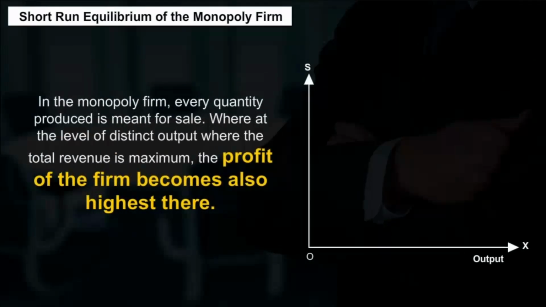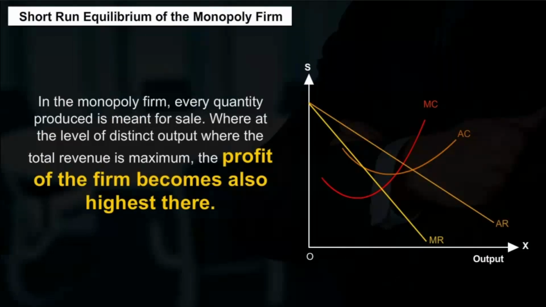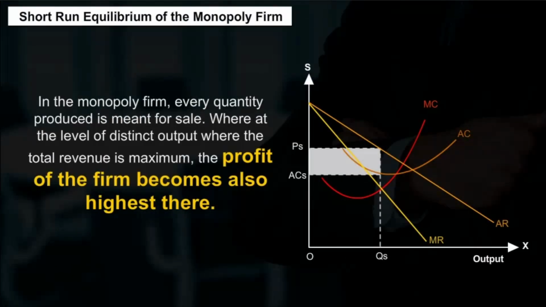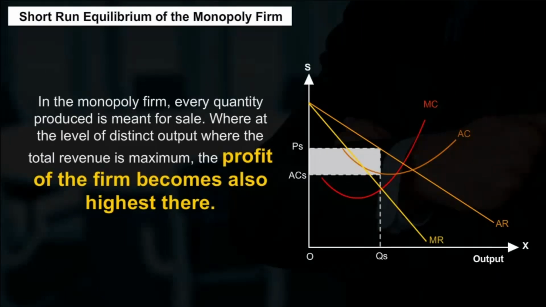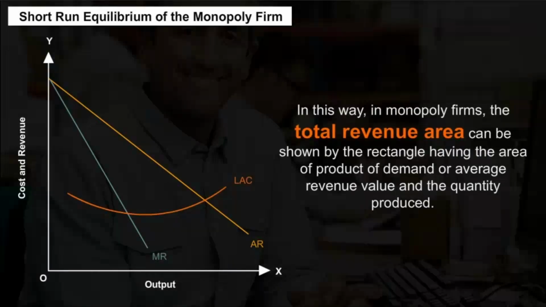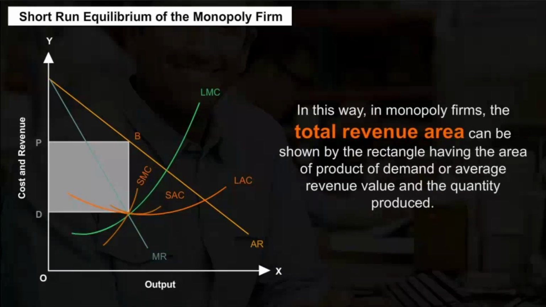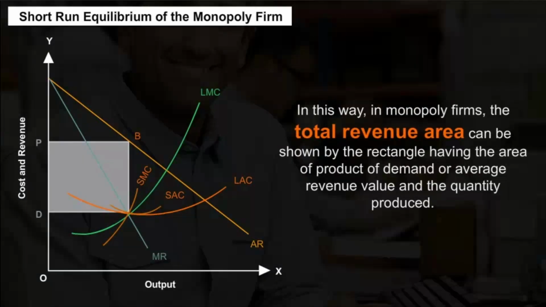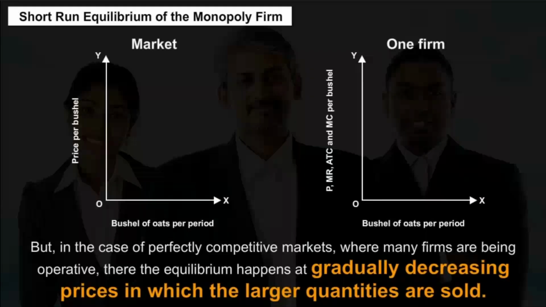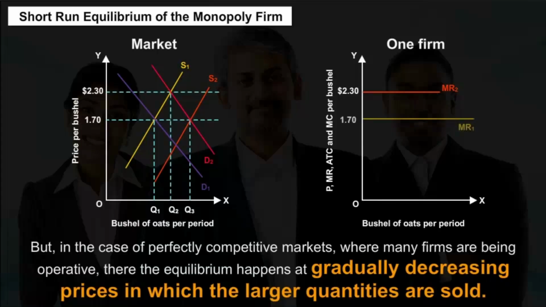In the monopoly firm, every quantity produced is meant for sale, and at the distinct output level where the total revenue is maximum, the profit of the firm also becomes highest. In this way, in monopoly firms, the total revenue area can be shown by the rectangle having the area of the product of demand or average revenue value and the quantity produced. But in the case of perfectly competitive markets, where many firms are operative, the equilibrium happens at gradually decreasing prices at which larger quantities are sold.